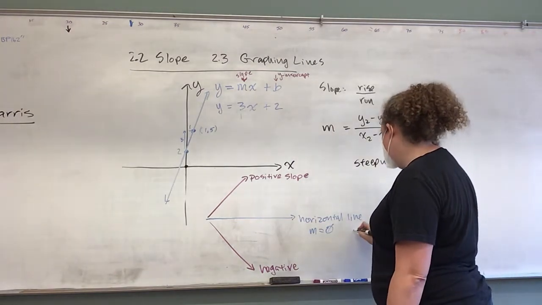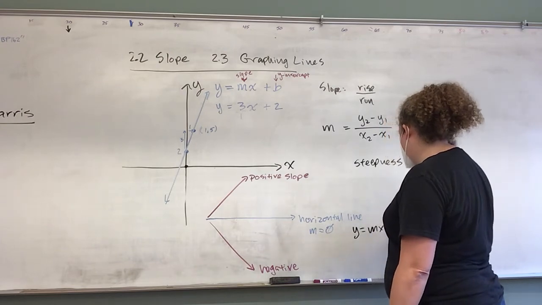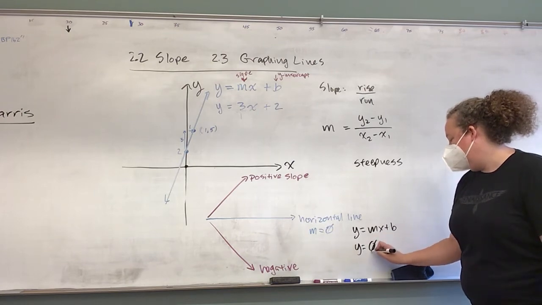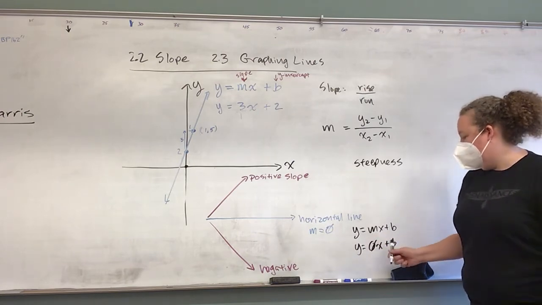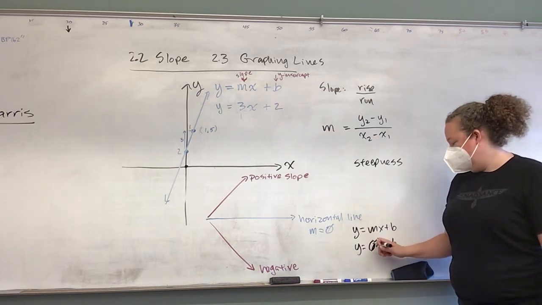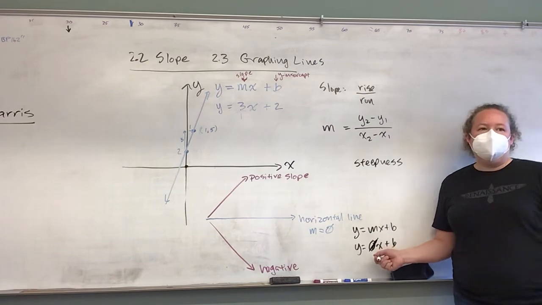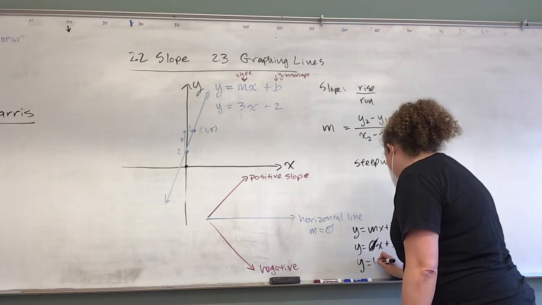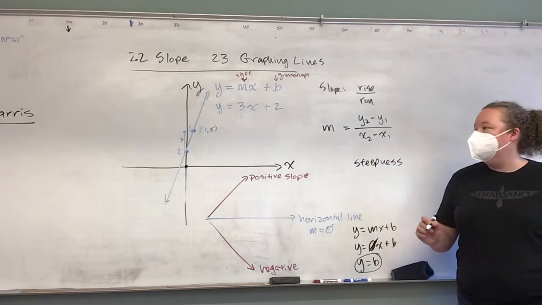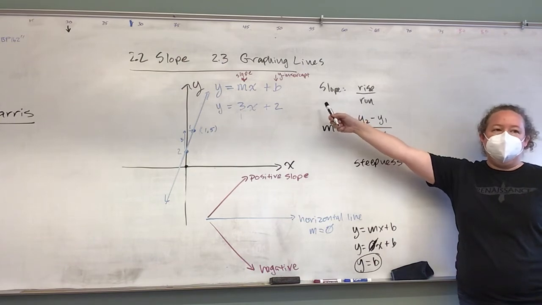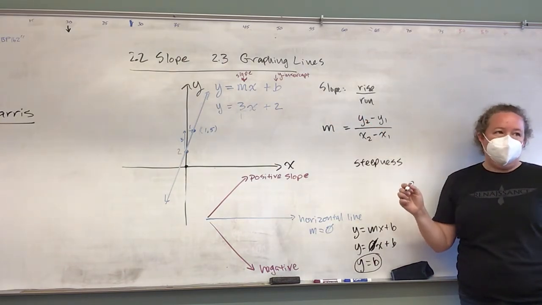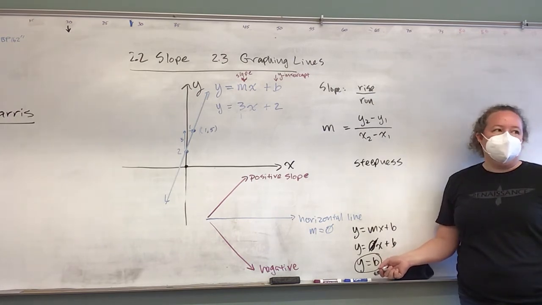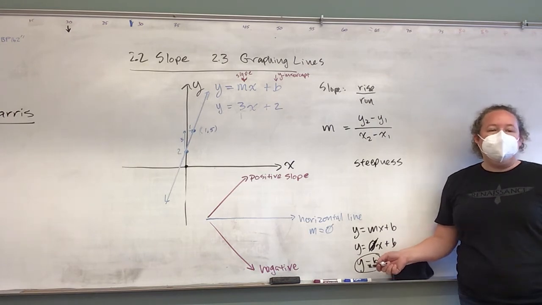Yeah, just b. If we have y equals mx plus b, and m is 0, what's 0 times anything? 0. Just 0. So a horizontal line is not going to look like y equals mx plus b because m is 0, and so the x term goes away. The equation of a horizontal line is just going to look like y equals b. It's just going to be a line that's at the y-intercept.